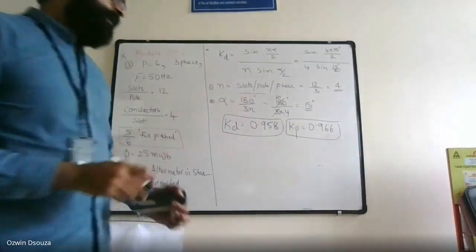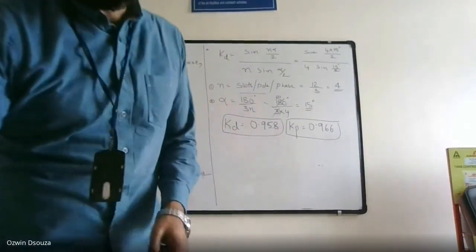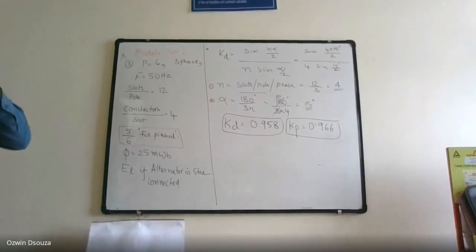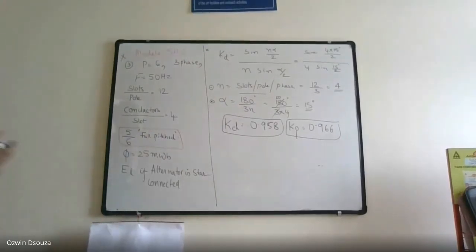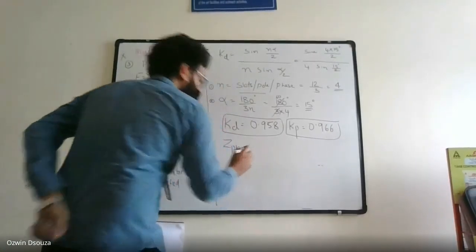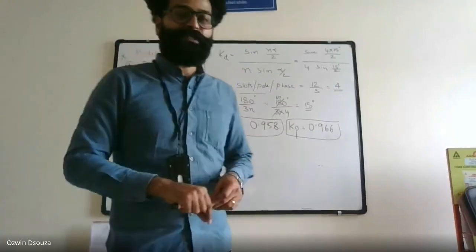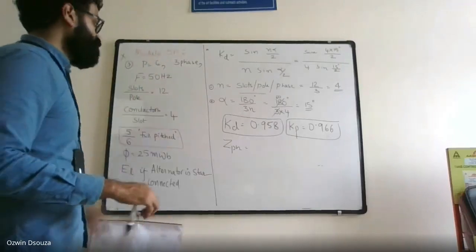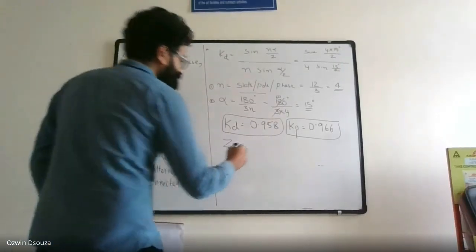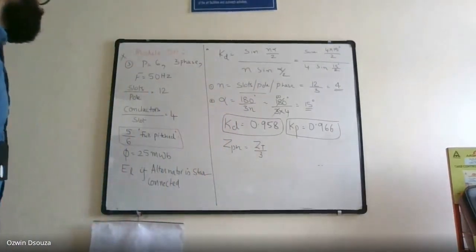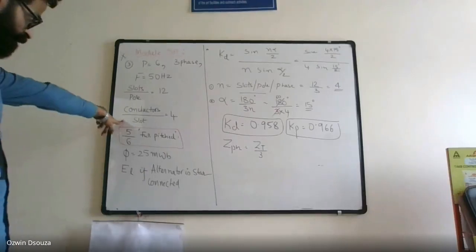Okay. Do you agree with this answer? Are you getting the same answer? Yes, sir. Okay, good. So once Kp and Kd values are found, you can also find Z phase, because past problems have taught us that Z phase also needs to be calculated to find out EMF. So Z phase is equal to Z total divided by 3.